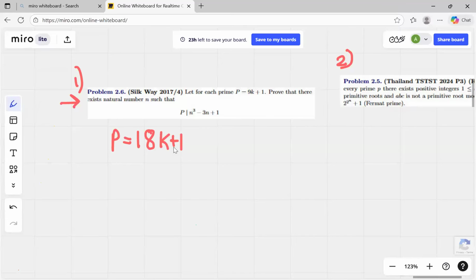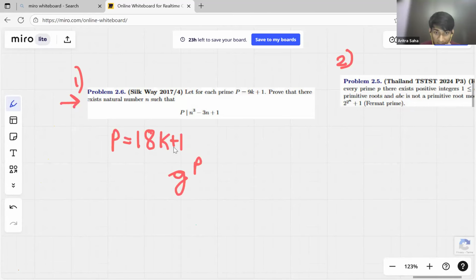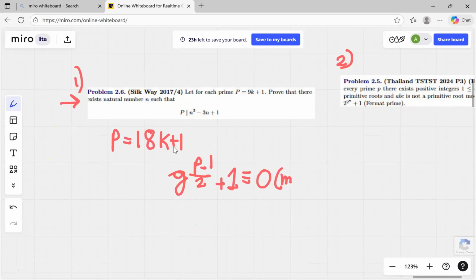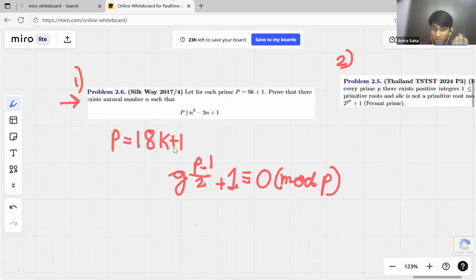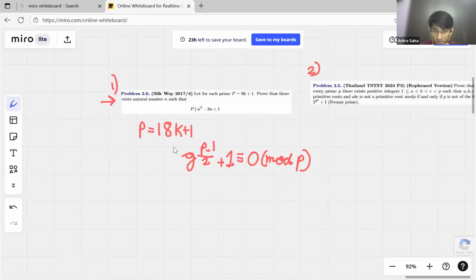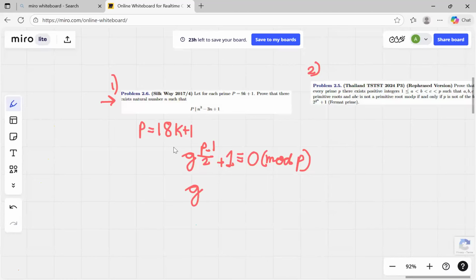I think we should try factoring n cube plus 3n plus 1. Just write the first line. You know that g to the power (p minus 1)/2 plus 1 is 0 mod p, because either this is 1 or -1 mod p, but this is not 1 because it can't be the order. The order is strictly p minus 1. Now putting p equals 18k plus 1, you will get g to the power 9k plus 1 is 0 mod p.